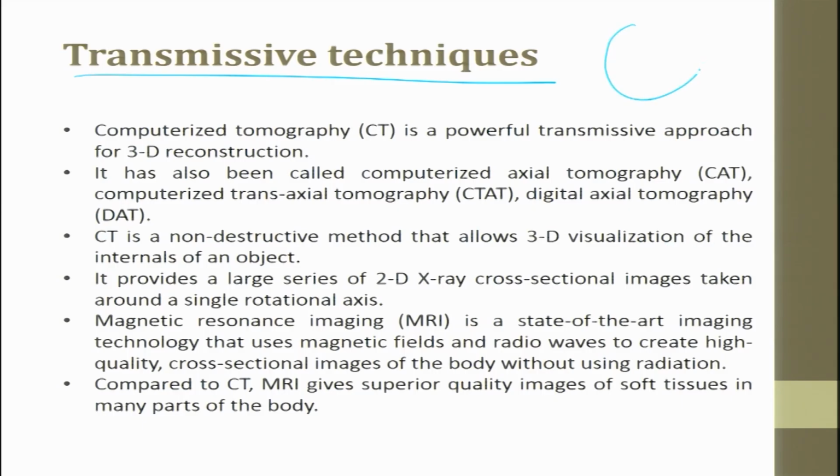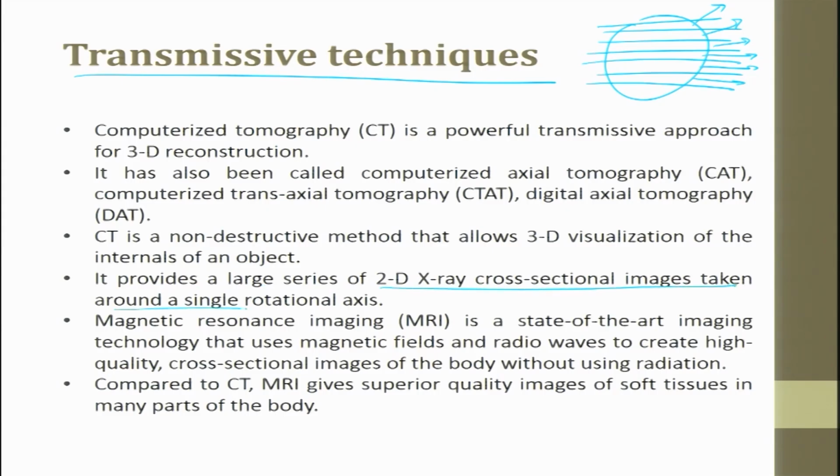So, what you do? You have an object, you slice the object. After you slice, you have layer by layer sliced information. Each layer will have XY data, and by looking at each XY data, you can reconstruct a 3D object, or you can look at each layer, what information it has, and whether there is a crack or anything in the product. CT is a non-destructive method that allows a 3D visualization of the internal of an object. It provides a large series of 2D X-ray cross-section images taken around a single rotational axis.